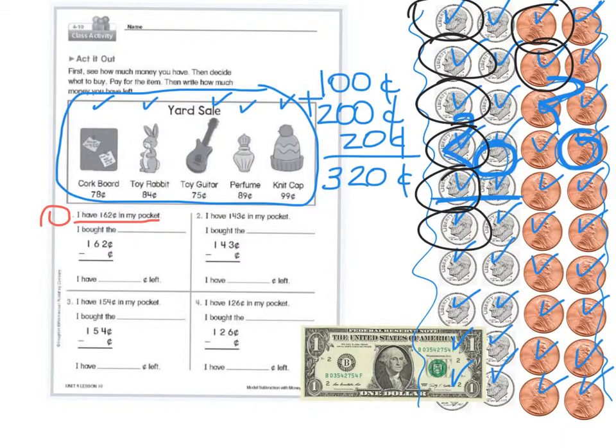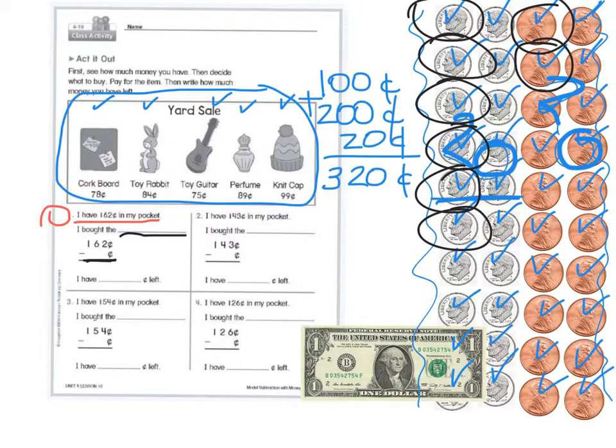Okay? So then the next thing that's going to happen is the customer is going to decide what they want to buy, and you're going to write down the name of the item that you're buying on the line in the first box. I bought the blank. Then the other thing you're going to do is put the amount of money that that item costs next to the minus sign underneath the 162 cents that you have.